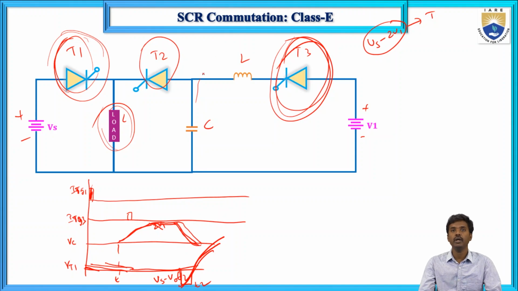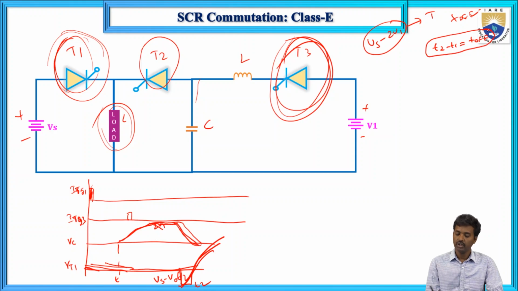So what do you mean by turn off time? Turn off time, T off, equals... what do you mean by turn off time? The time for which the SCR is in reverse bias. So now T2 minus T1 is the T off, during which the thyristor will be in reverse bias.